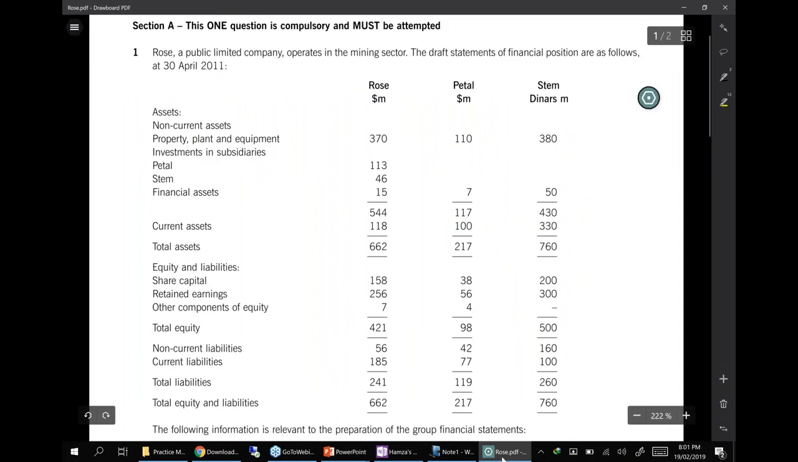The question says that Rose, a public limited company, operates in the mining sector, and the draft statements of financial position are as follows. We have a company Rose, which is the parent company, a company Petal, which is the subsidiary company, and another company STEM, which is the foreign subsidiary. The investment in subsidiary includes Petal and STEM. In SBR, you should expect that the question would have already prepared the consolidated financials, but they would be incorrect. So the question is going to ask you to re-prepare or to calculate the values that should have been according to the correct treatment.